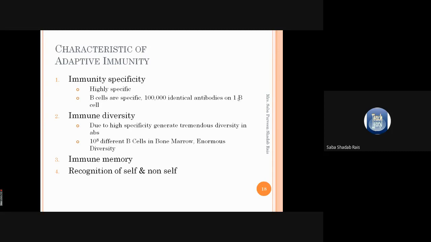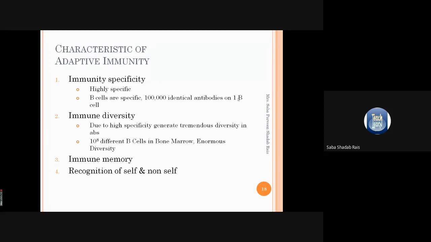When we talk about B cells, you will find that more than a lakh identical antibodies can be produced by one B cell. So if your body is exposed to lakhs of microorganisms or pathogens, all the pathogens differ in their antigenic property, right? So this way they are going to be treated by the various antibodies from the B cells.